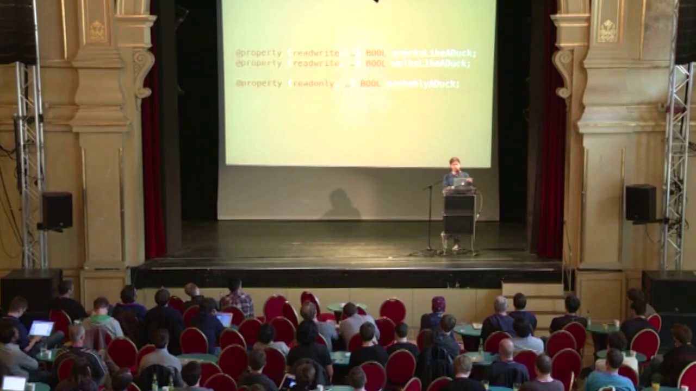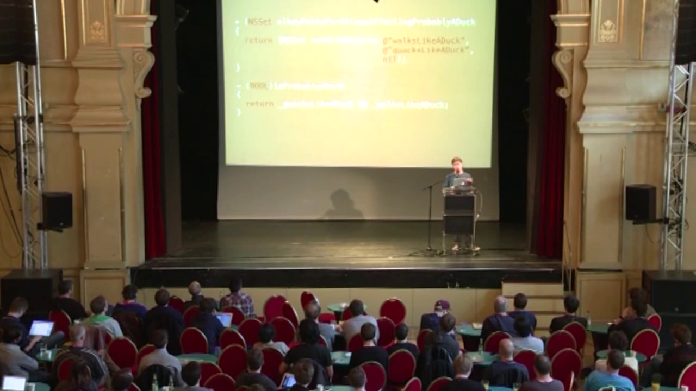So if we look at an example, let's say you're tasked to implement a model object that looks something like this. You have two read-write properties, quacksLikeADuck and walksLikeADuck. And then there's a third property called probablyADuck. And that's just a convenient accessor that returns YES if and only if quacksLikeADuck and walksLikeADuck also return YES. So I'd argue that nobody in this room would implement this in a way that in the setter for quacksLikeADuck and in the setter for walksLikeADuck, you modify the member variable for probablyADuck, because that's just a lot of code to write and it's easy to get wrong. You probably wouldn't do that.